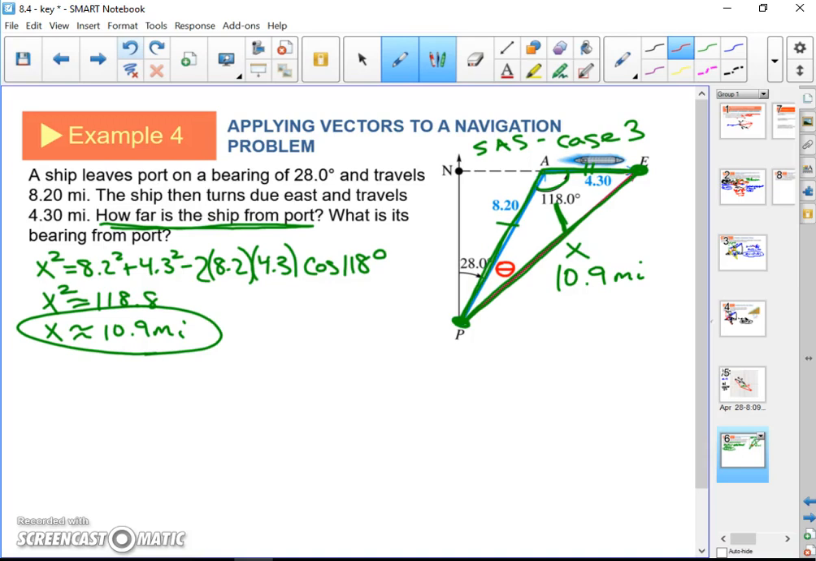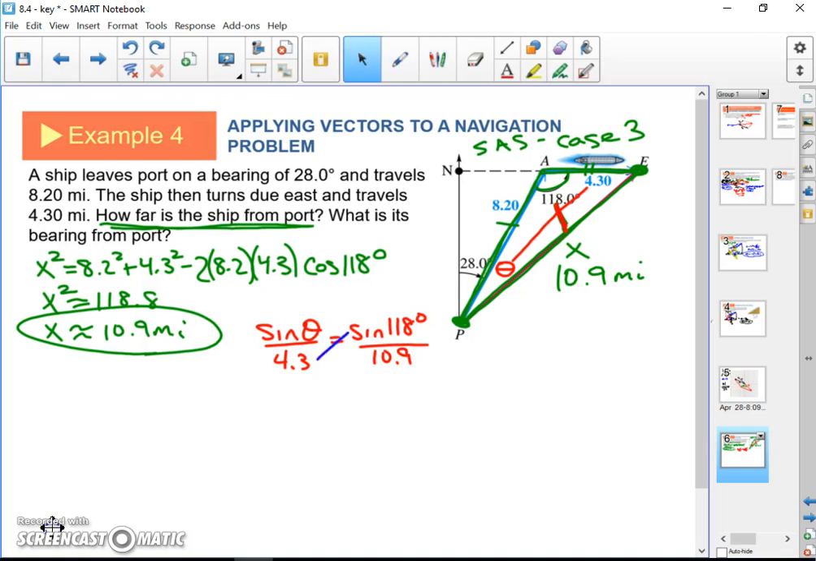We're operating within a triangle, and we're going to know a lot of things about a triangle. We're going to be able to use the law of sines in order to find this angle theta. We've already got this partnership between x and 118, but now we're going to establish a partnership between that theta and that 4.3. Sine theta over 4.3 is going to equal sine 118 over 10.9.